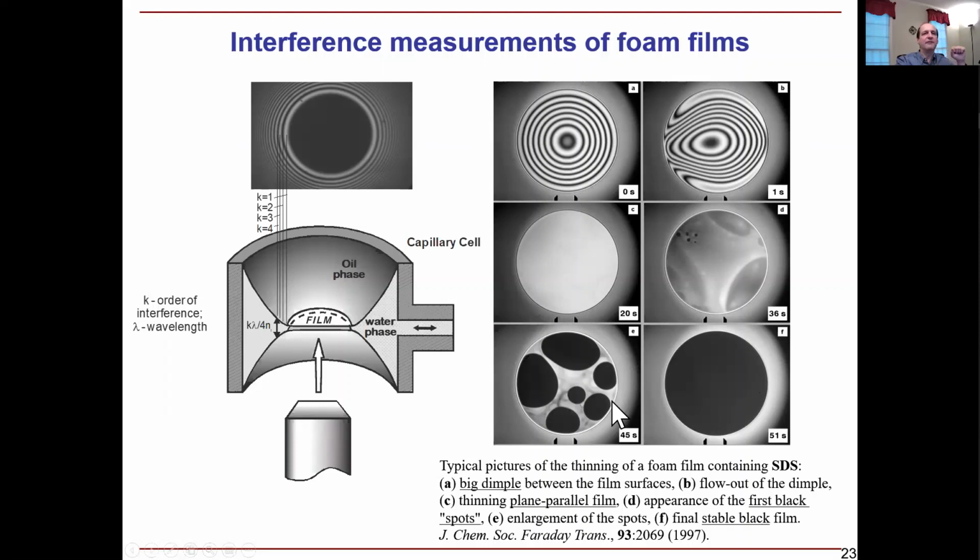This is an example of a foam film. These are the stages of foam film formation. This is called a dimple, then it gets thinner and breaks down, eventually becoming a black film, very thin, and breaks down.